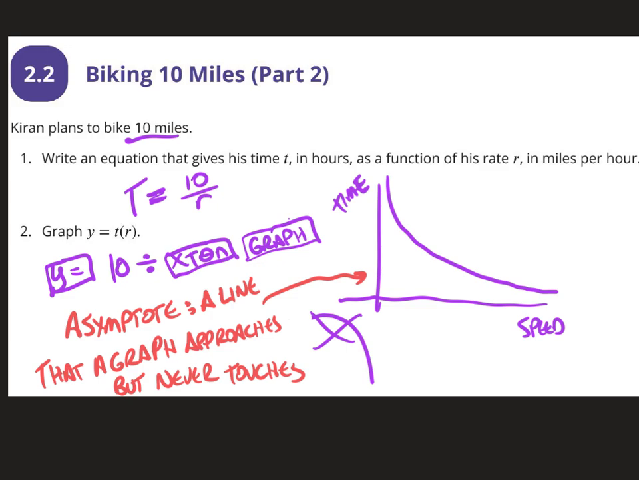So let me get this out of here, because we ignored the negative side, because we don't deal with negative speed. Okay, so these lines, the y-axis and the x-axis, are asymptotes. This graph approaches the y-axis. It never touches it. It approaches the x-axis, but it never touches it.